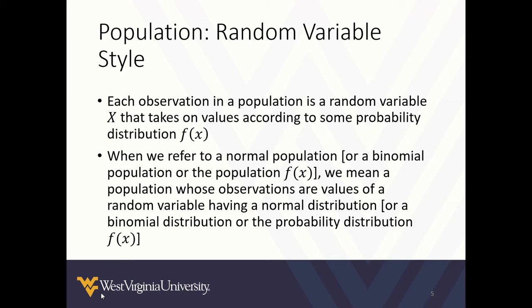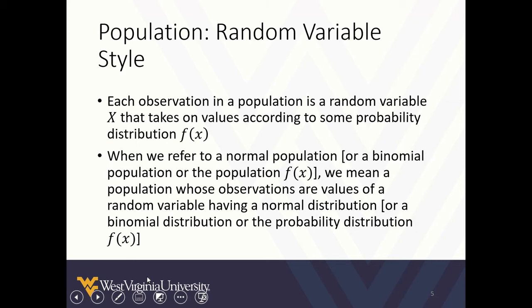So for us, each observation in a population is a random variable X that takes on values according to some probability distribution f(x). We established this in our previous lecture. When we refer to a normal population or a binomial population or the population f(x), we mean a population whose observations are values of a random variable having a normal distribution or binomial distribution or probability distribution f(x). In other words, whatever probability distribution we're examining.